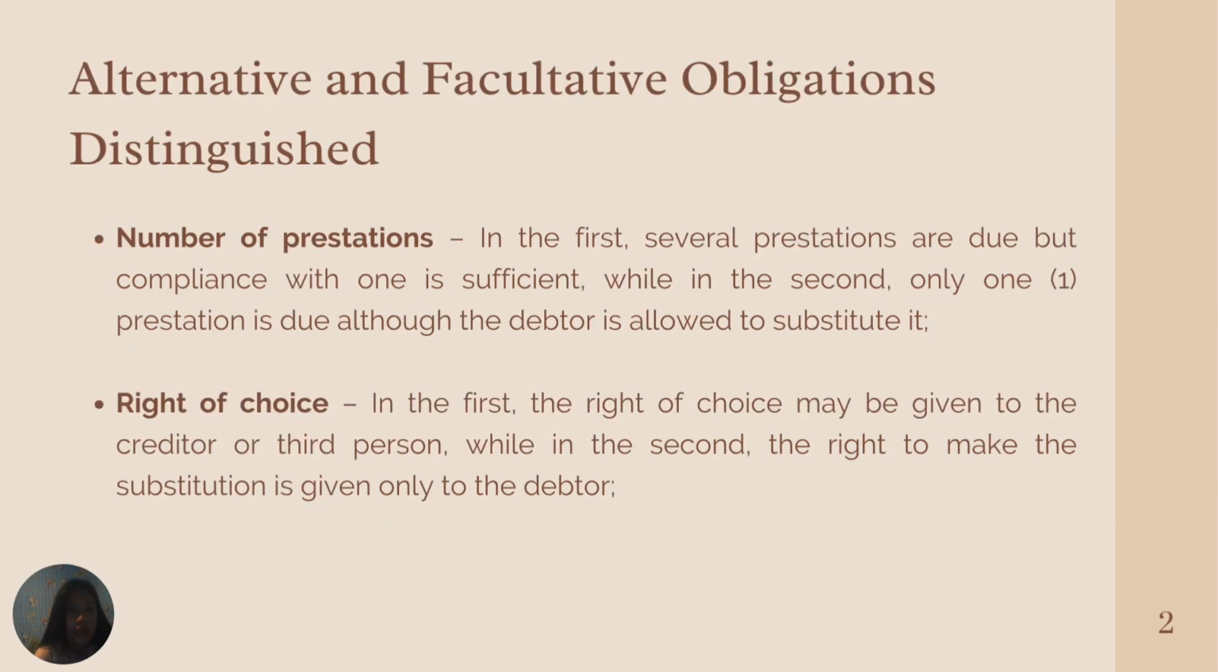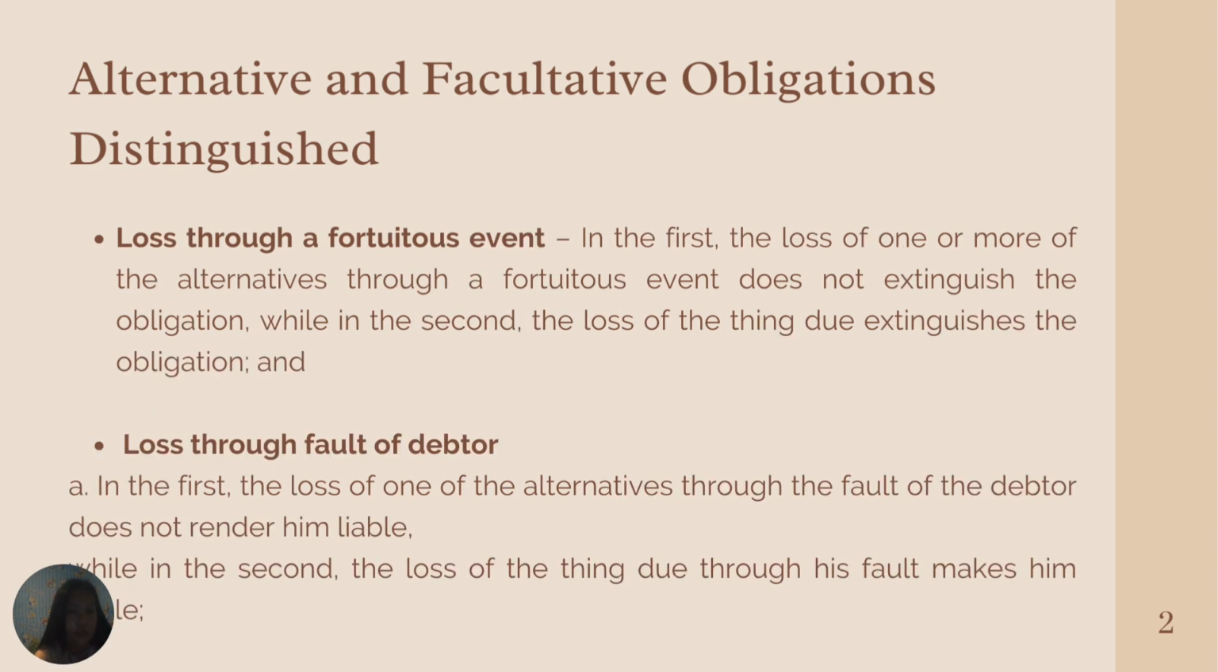Okay? So let us distinguish the alternative and facultative obligations. In number of prestations, in the first, several prestations are due but compliance with one is sufficient, while in the second, the facultative obligation, only one prestation is due, although the debtor is allowed to substitute it. In terms of right of choice, in the first, the right of choice may be given to the creditor or a third person, while in facultative, the right to make the substitution is given only to the debtor.